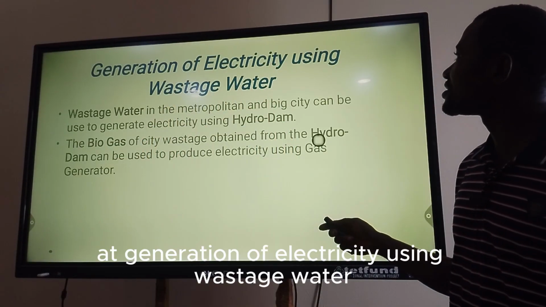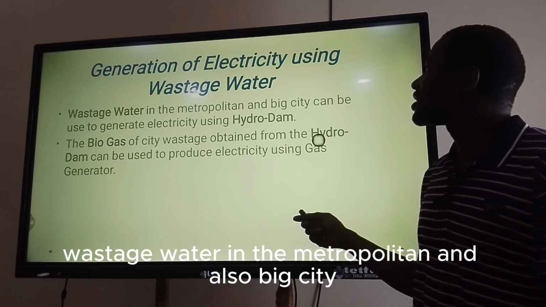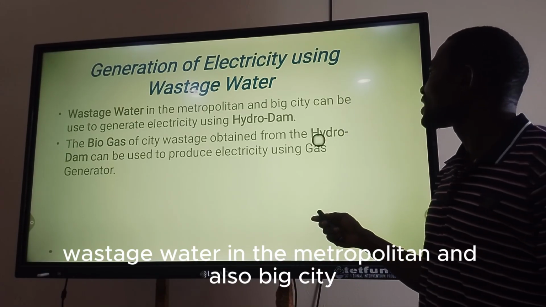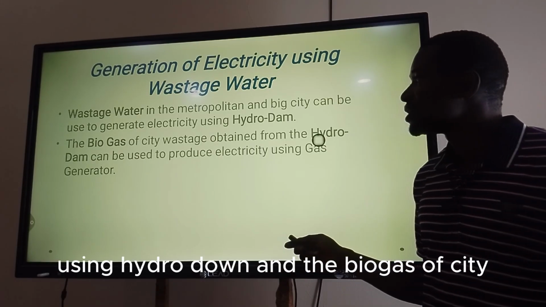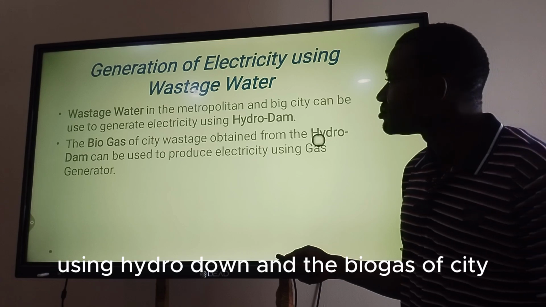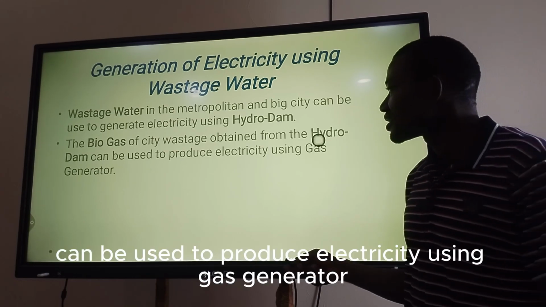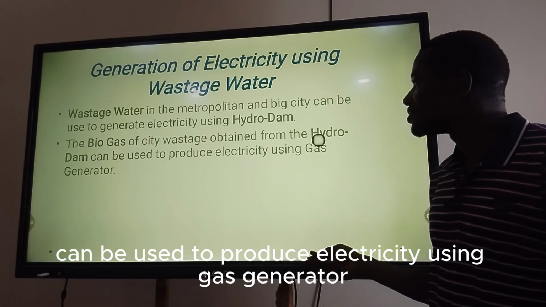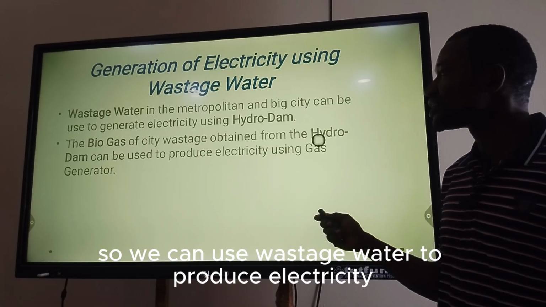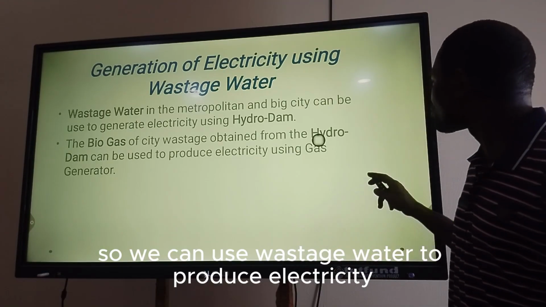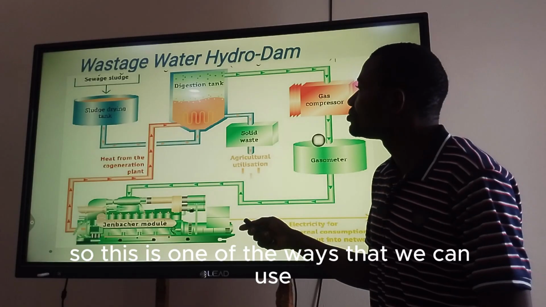Okay, let's look at generation of electricity using wastewater. Wastewater in metropolitan areas and big cities can be used to generate electricity using a hydro dam. And the biogas of city waste obtained from the hydro dam can be used to produce electricity using a gas generator. So we can use wastewater to produce electricity. So this is one of the ways that we can use.